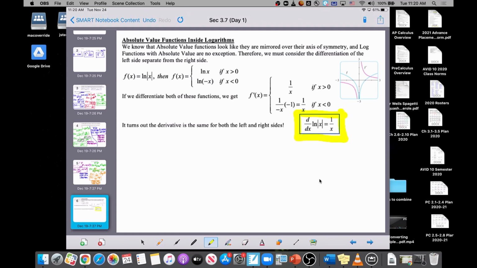So basically what we've learned here is that if you have absolute value around the x inside of your log, it doesn't affect your derivative. You still have the derivative of natural log of the absolute value of x as just 1 over x, and you don't have to worry about left-hand and right-hand, and that is because of the chain rule.